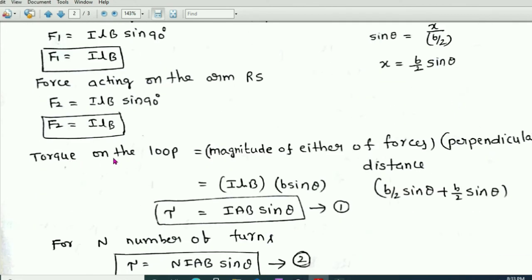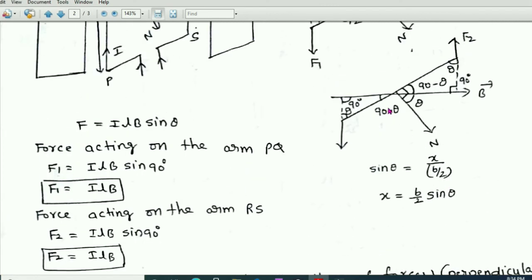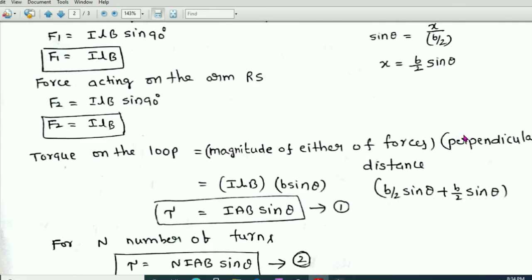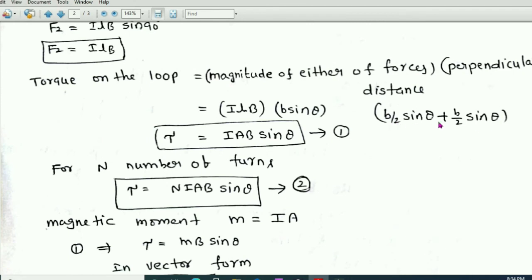Now the torque acting on the loop is the magnitude of either of the forces times the perpendicular distance. The magnitude of either of the forces is ILB, and the total perpendicular distance is b by 2 sin theta plus b by 2 sin theta. Now that is b sin theta.